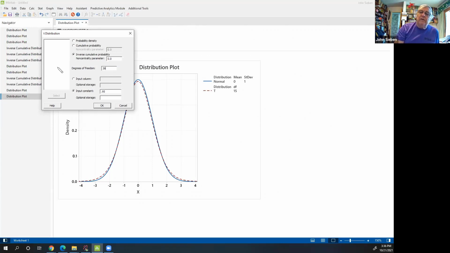Now let's review. T distribution, 39 degrees of freedom. We're doing the inverse probability because we want to find a point on the horizontal axis. When I'm doing an inverse, my input constant is the area to the left. That would be 0.95 in this case. Looks like we've got everything right.